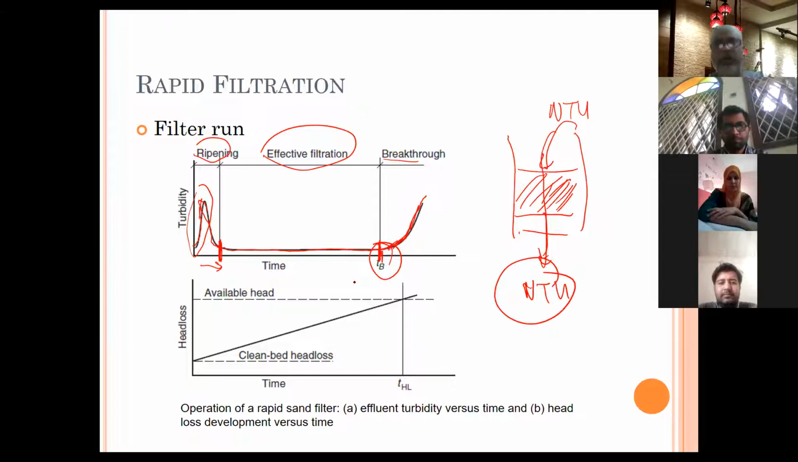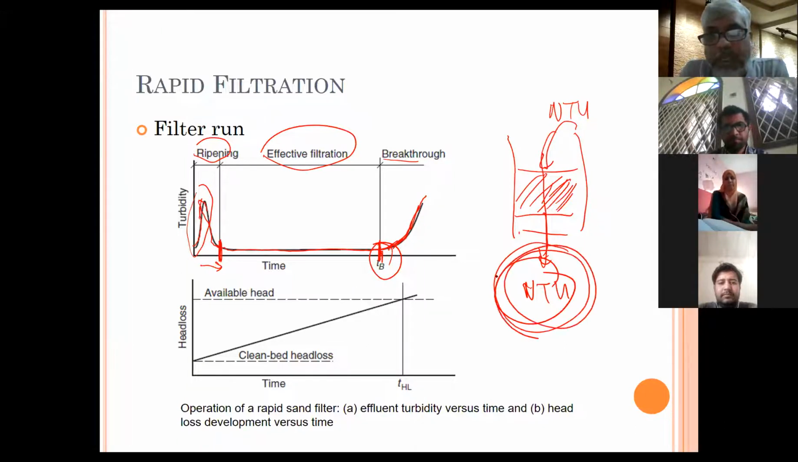So we can keep an eye on effluent turbidity and then decide, okay, this time is to wash. When the turbidity begins to increase, then we have to do backwashing of the filter to clean it up. This is one way: seeing the turbidity and effluent quality.